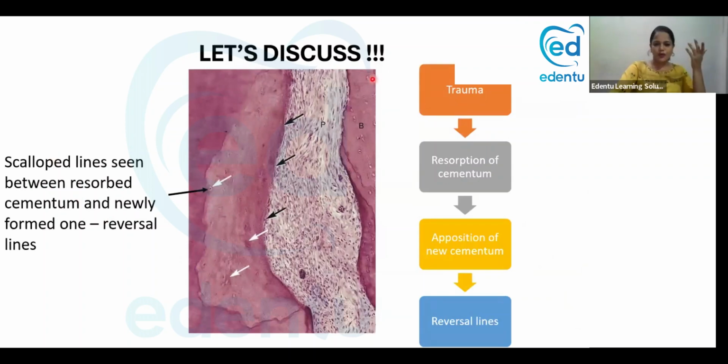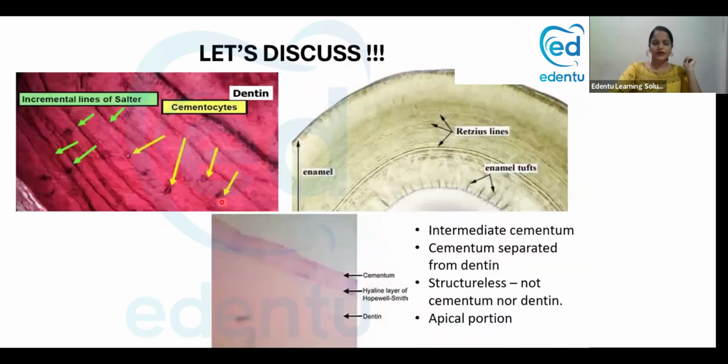In case of any trauma or because of high occlusal forces, there will be resorption of cementum and also apposition of new cementum. They are trying to repair it, like we had already seen with anatomical repair. So the cementum will try to repair itself and form new cementum, which results in an area of deviation between the new and the old one, called the reversal line. The incremental lines of cementum are called the incremental lines of Salter, which is given in the option also.